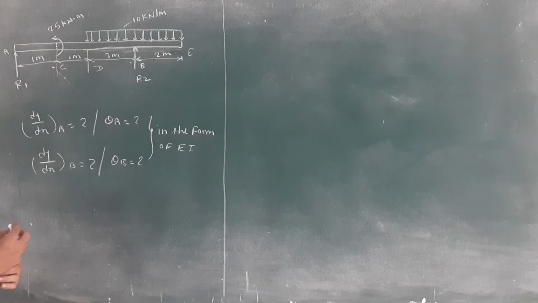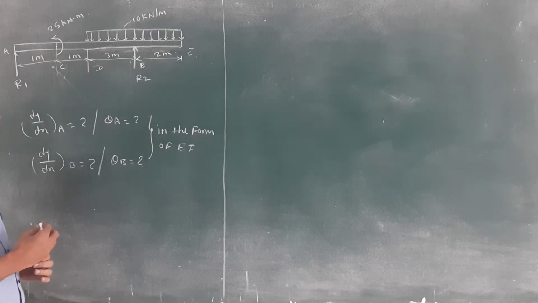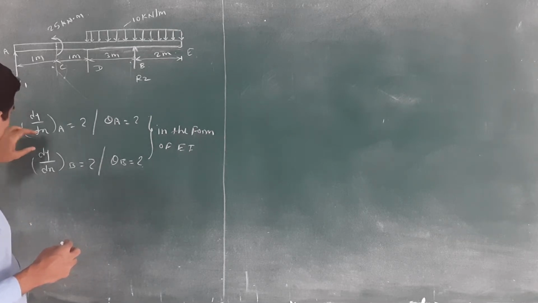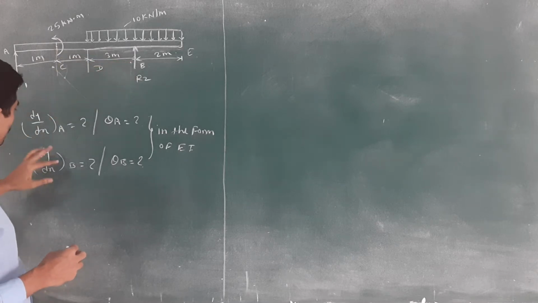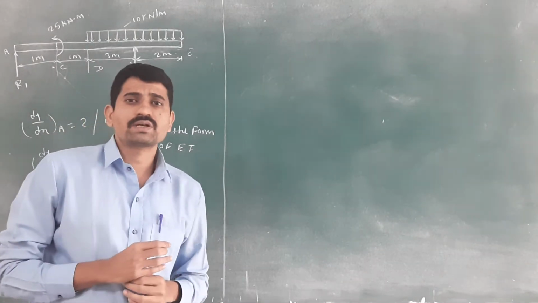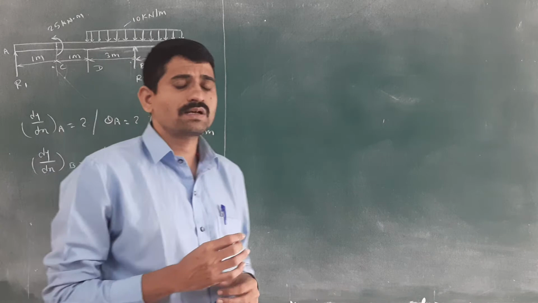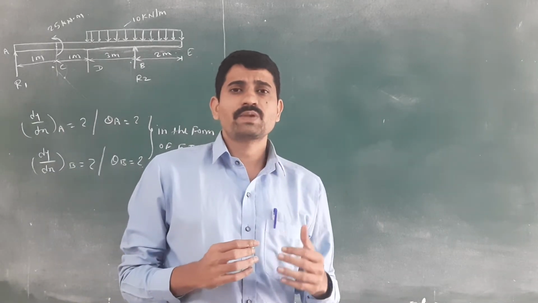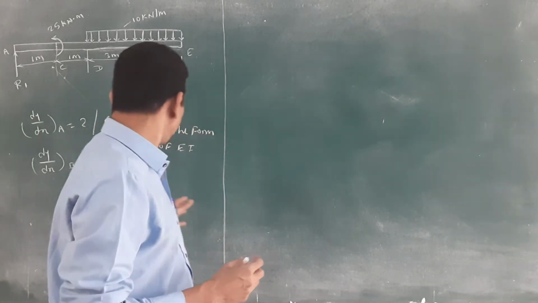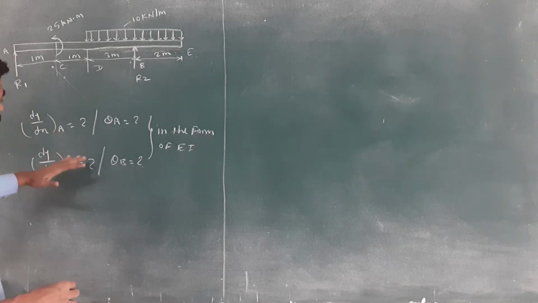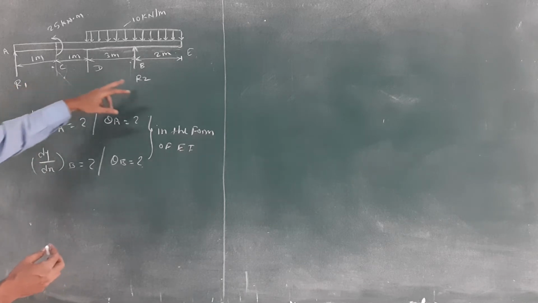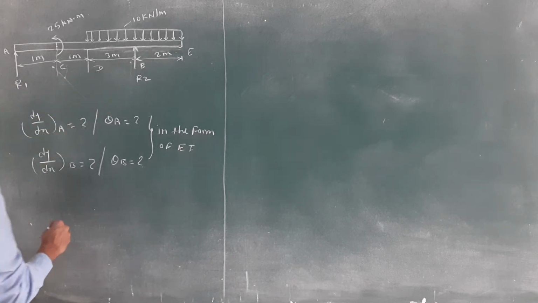Then we want to find the values of theta A and theta B. Both values mean dy by dx at point A and dy by dx at point B. That means we want to find the slope in terms of EI. How do we calculate the slope? We have seen the Macaulay method. With the help of the Macaulay method, you can find the slope as well as deflection. But here we want to calculate only the slope. Before that, you need the values of support reactions R1 and R2.